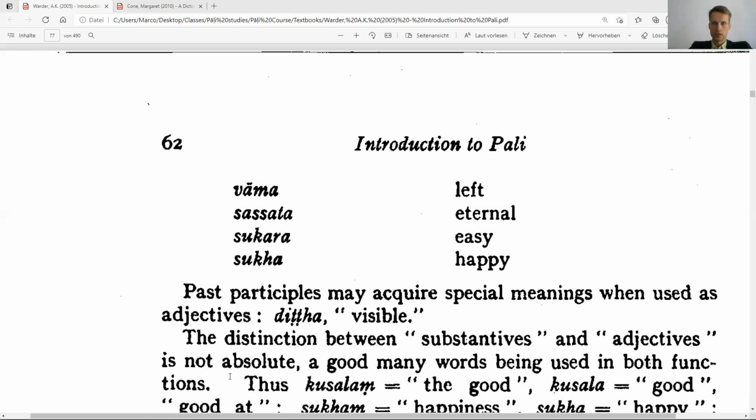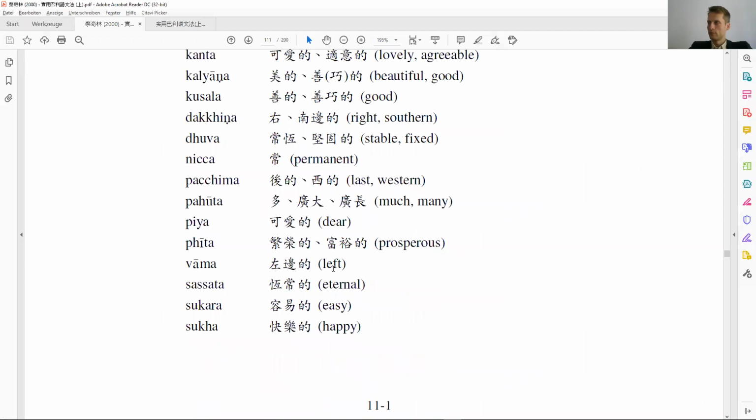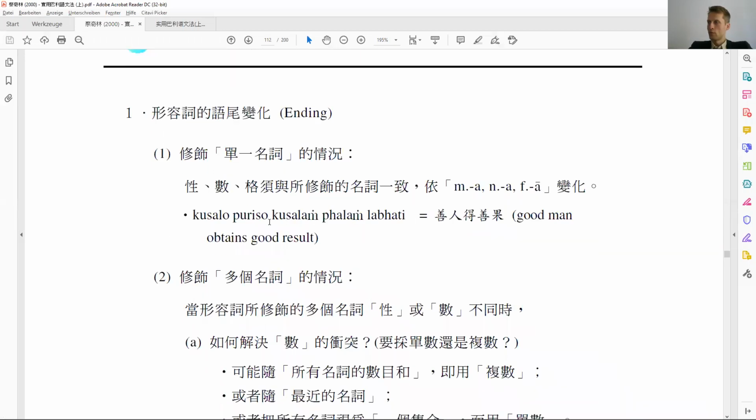So we have this as an example. Kusalo puriso, kusalang palang labati. Kusalo, our adjective, and kusalang. Kusalo puriso, the good man. Labati, obtains or attains. Kusalang palang, the good result.